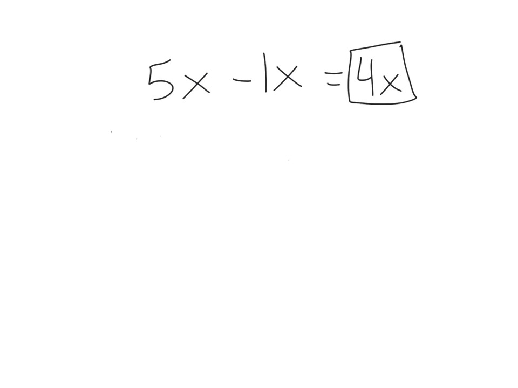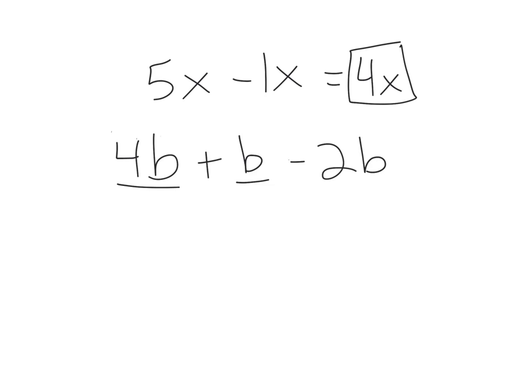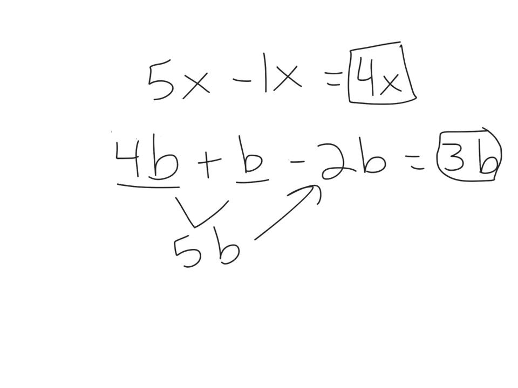Let's try another one. So if you have 4b plus b, and remember that's just 1b, but I'm not going to put a 1 in front of it because you should start to realize that just means that there's 1b there, okay? So this is 4b's, this is 1b, and then let's say we also took away 2b's, okay? So 4b plus 1b is 5b, and 5b take away 2b, you'd have, you guessed it, 3b's, okay? So combining like terms on that.